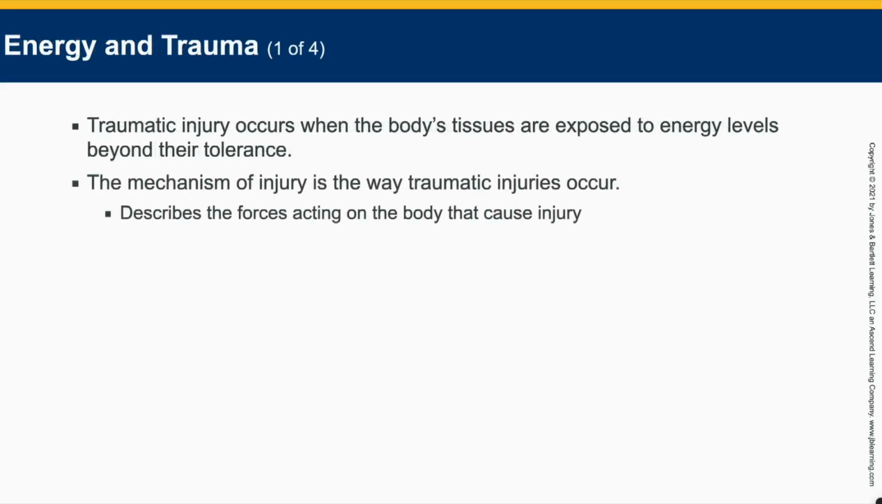When we talk about trauma, we have to talk about energy, because that's really what causes injuries. Traumatic injury happens when the body is exposed to energy levels beyond what it can tolerate. That energy gets transferred into the body, and that's what causes damage to tissues and organs. This is where your mechanism of injury, or MOI, comes into play. The MOI is simply the way the injury happened, and it describes the forces acting on the body. And understanding that mechanism helps you predict what injuries might be present, even if you can't see them right away.